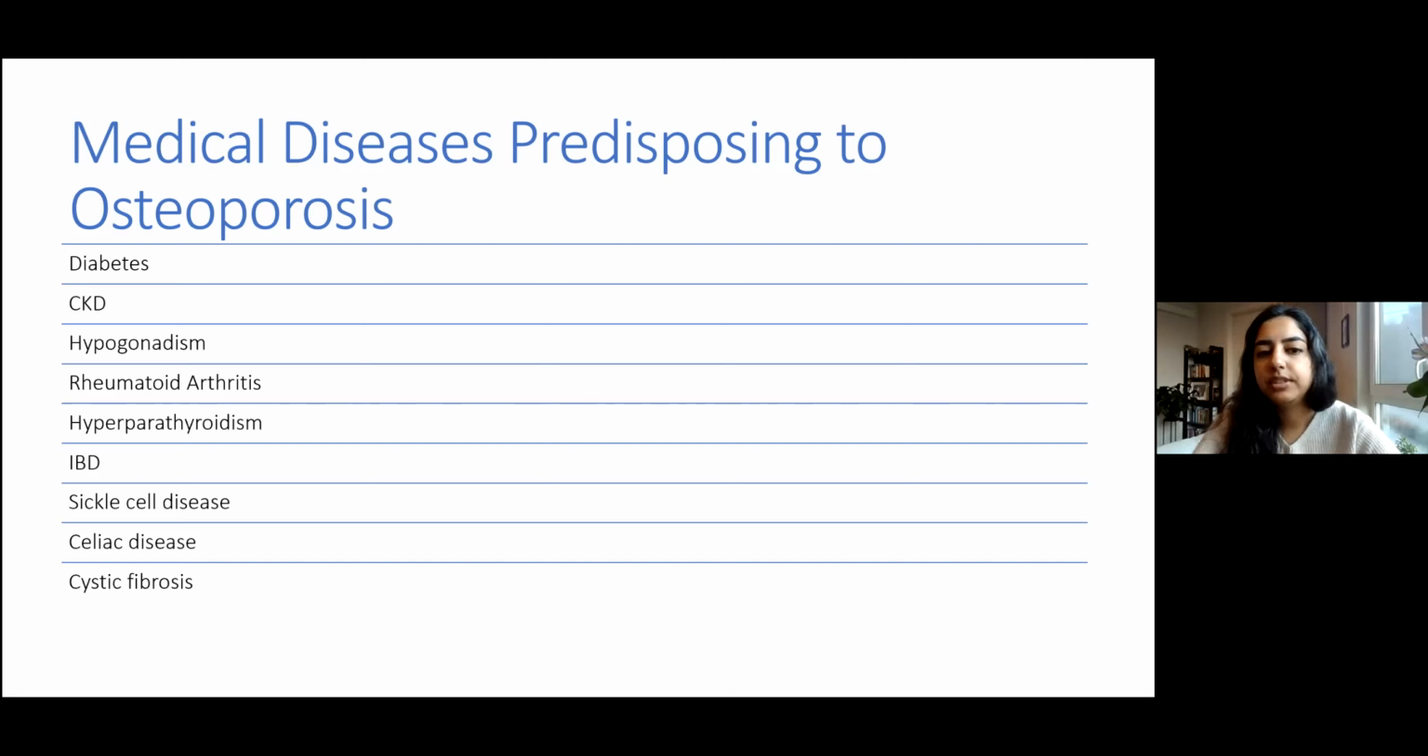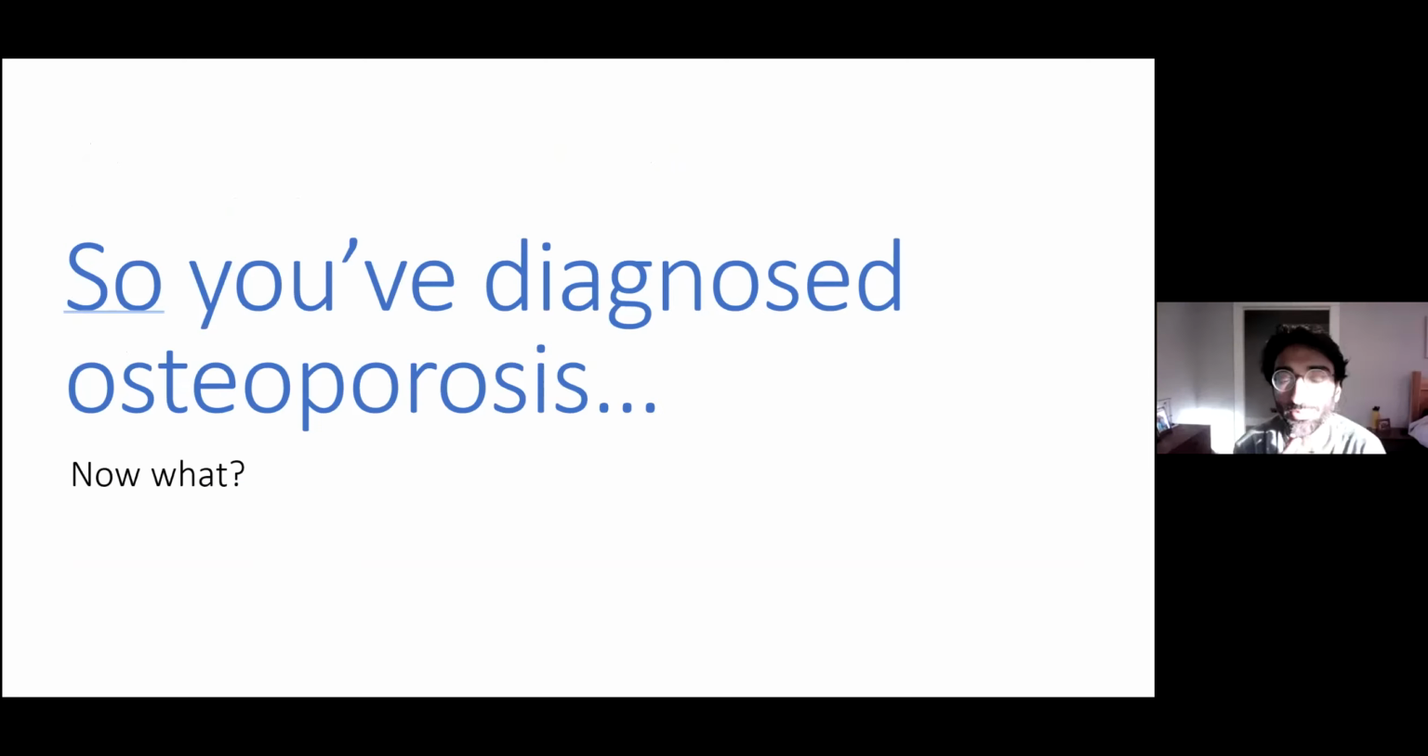Hypogonadism and relevant clinical entities, specifically like opioid use disorder, predisposes to osteoporosis. And then, thinking about hyperparathyroidism, both primary and secondary, IBD, sickle cell disease, you can have this microvascular sickling that affects the vascular supply to the bone that increases risk of osteoporosis, like avascular necrosis, celiac disease, cystic fibrosis. So a lot of things to be mindful of, and these are the patients that you should think about screening potentially earlier for osteoporosis.